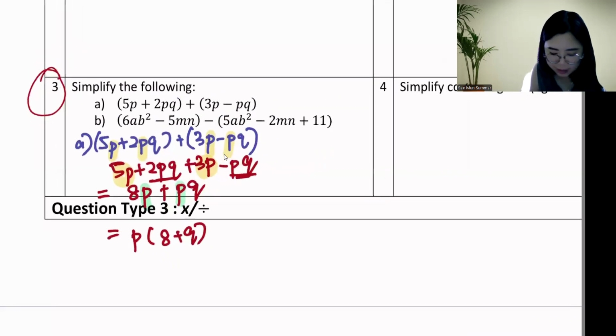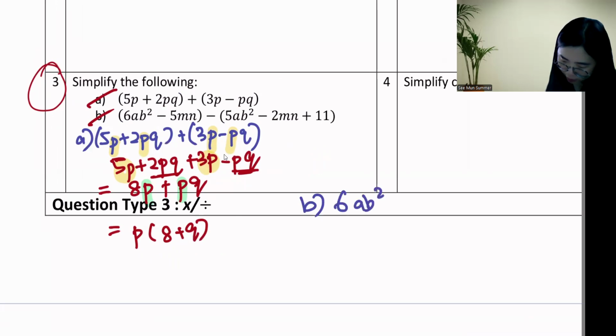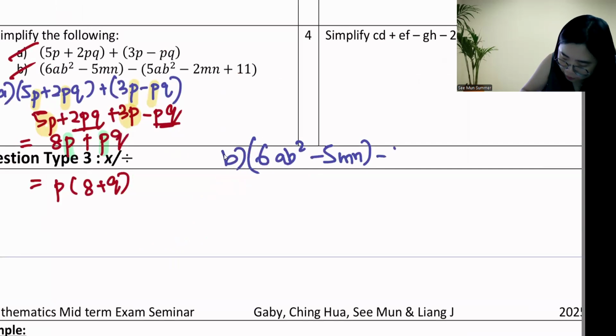Okay, this is a simple question. And now we try B. I'll skip, I just skip all those questions, so we just do it together. B: 6AB squared minus 5mn, and then 5AB squared minus 2mn plus 11.